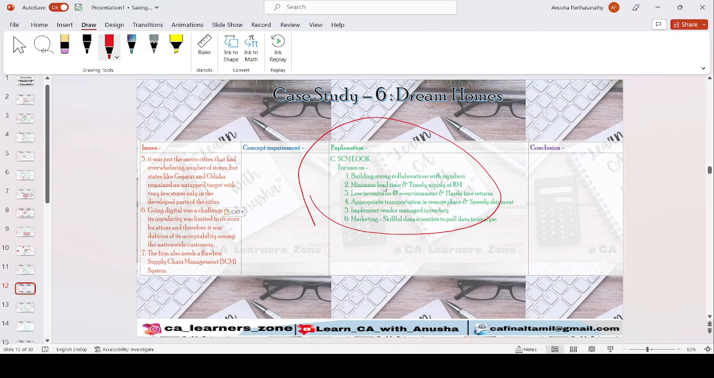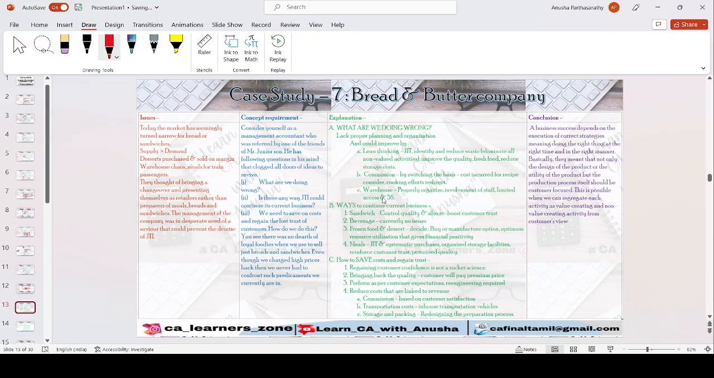I'm going to focus on building collaboration, minimum lead time and timely supply of raw material, low inventory and hassle-free returns, appropriate transportation to remote places and speedy shipment, implementing vendor managed inventory, and using skillful data scientists to pull data and analyze. That is the bread and butter of the company. Here, it is entirely about the case scenario itself.